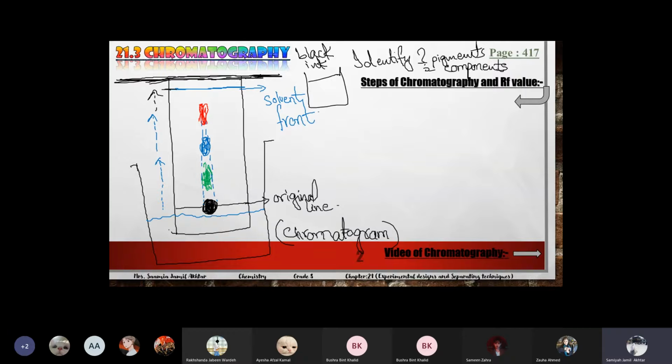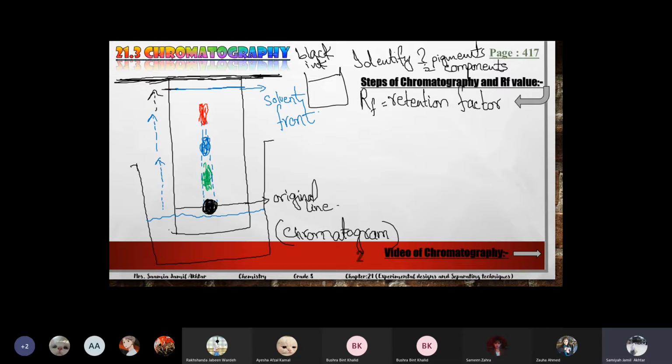Now we will calculate the RF value. RF value is retention factor. Its full form is retention factor, and we will calculate this retention factor for all the pigments or all the colors present. So how many colors are present in this ink? Three. There are three colors present, three pigments. You can say them as components also, three components present. So we will calculate the RF value for each one of them.